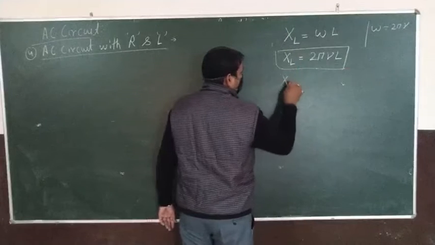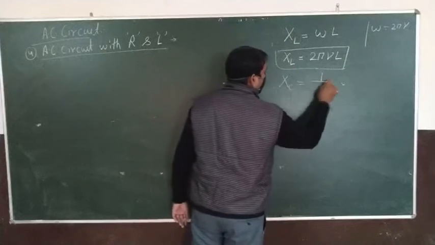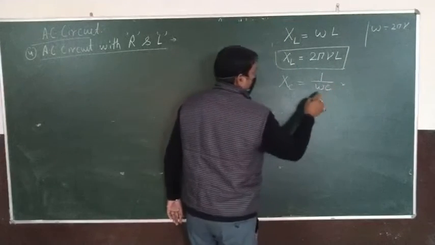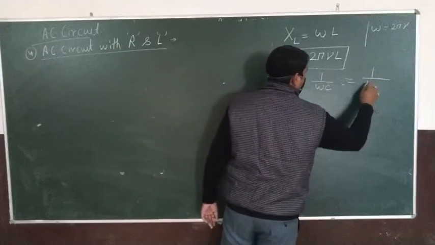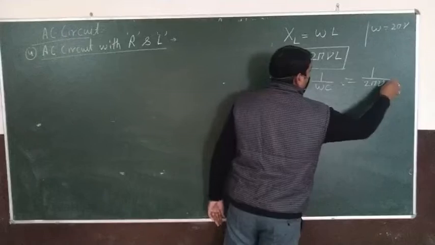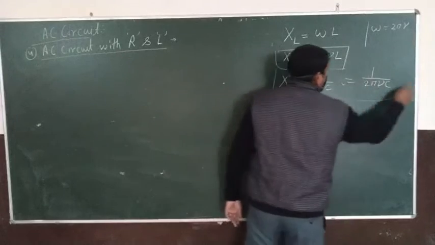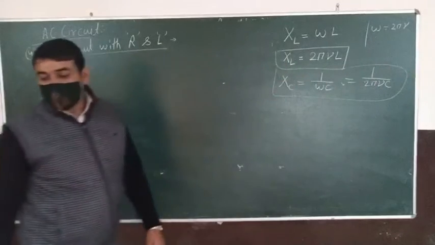And second, the value of Xc is 1 upon omega c, and here again we use this, so we will get this result: 1 upon 2 pi nu c. This is your second result which you have to learn.